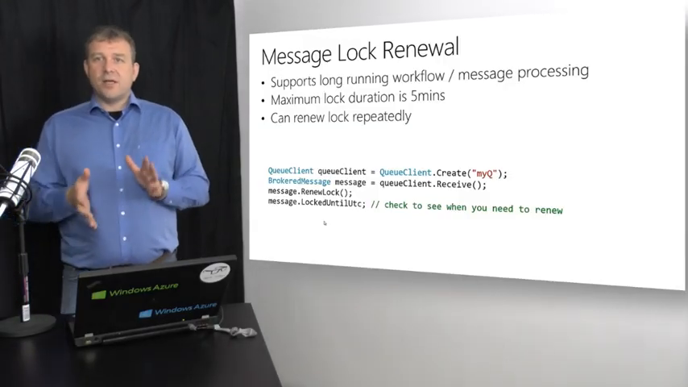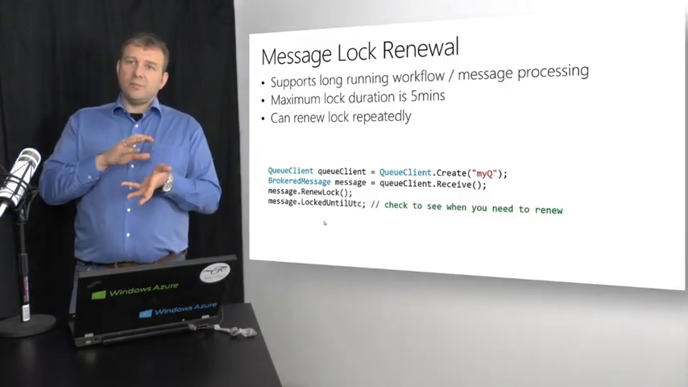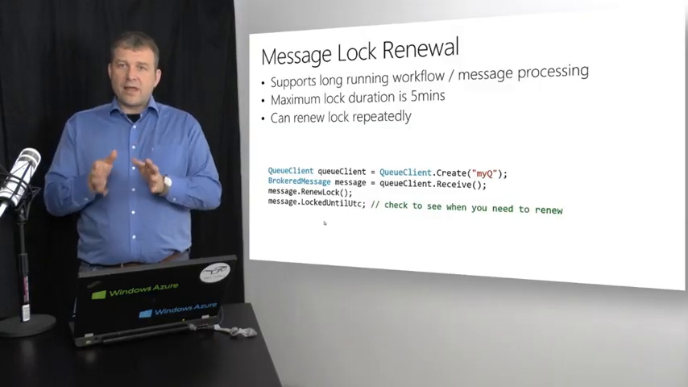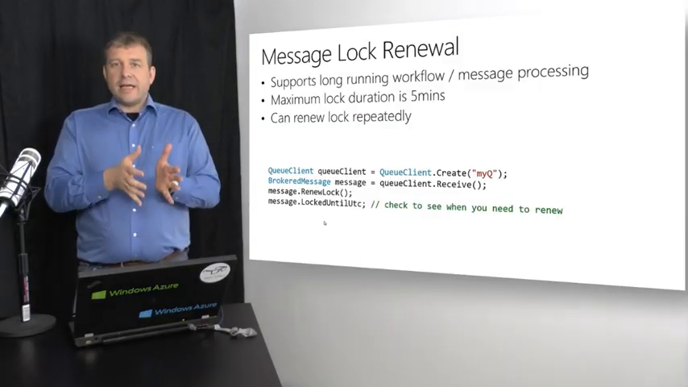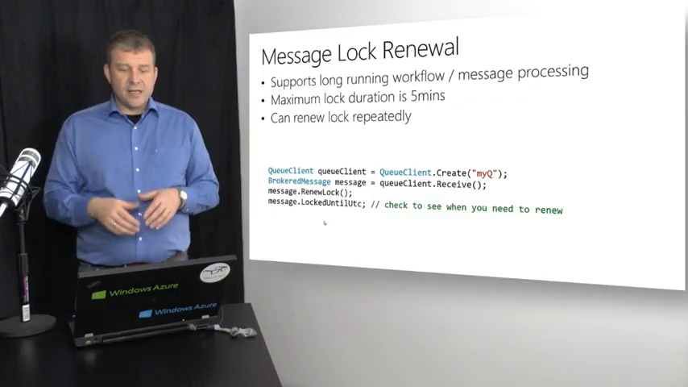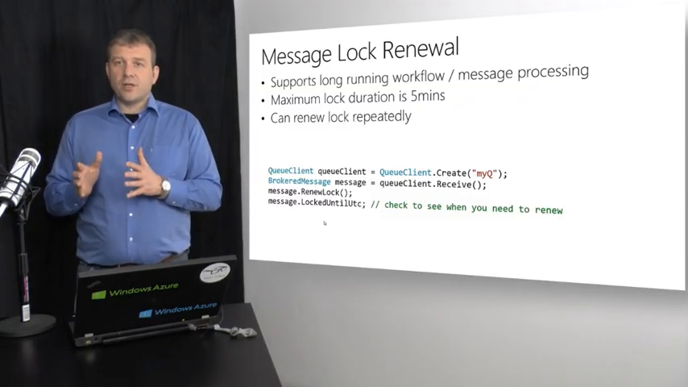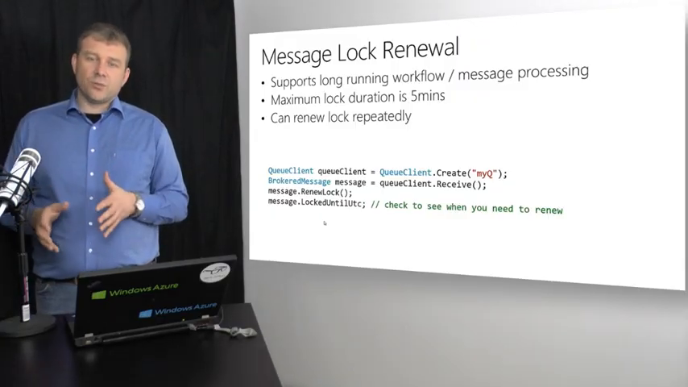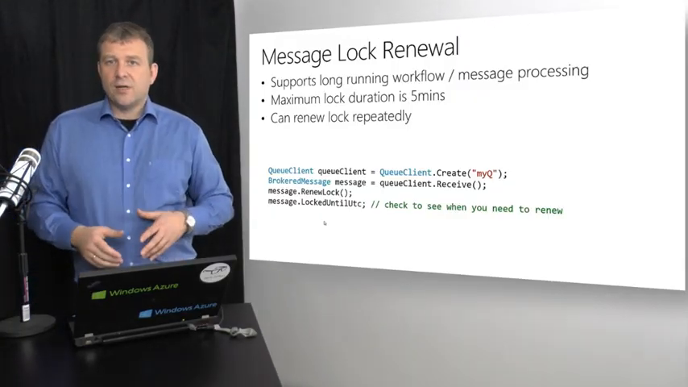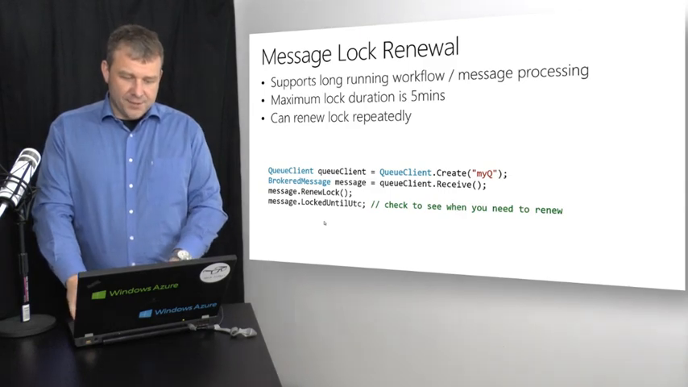So you want to balance the timeout in case of a crash, for when that message becomes available again, against the duration of how long that takes, and of course the traffic this will cause. So renew lock basically puts you in charge of how long your process can take, and you don't have to worry about any collisions.